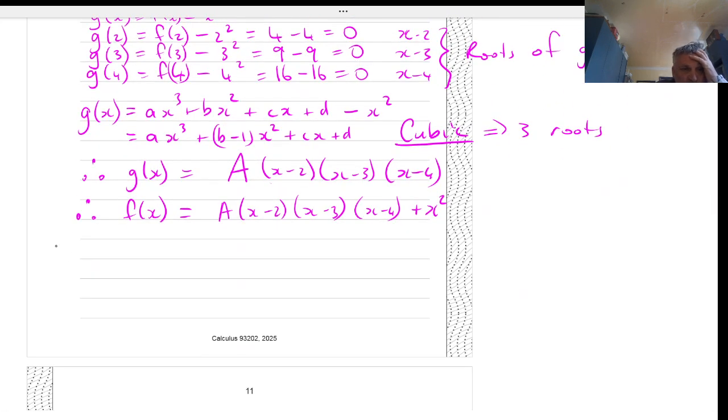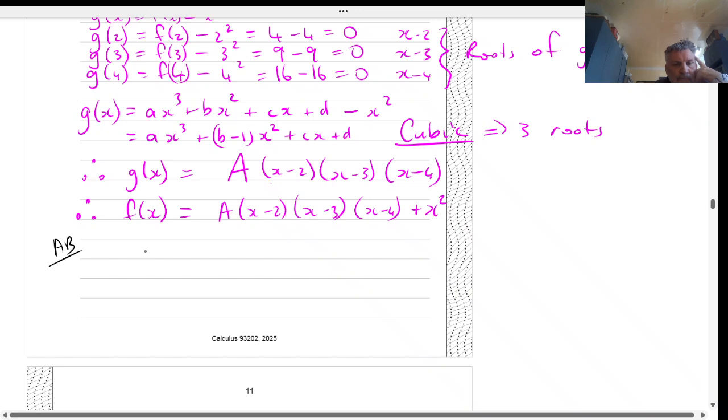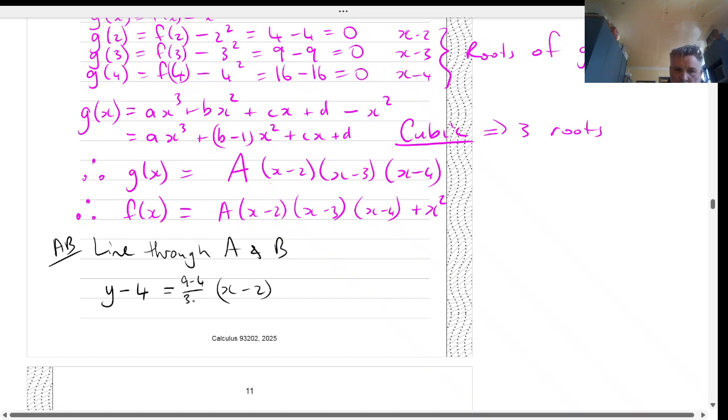So let's look at AB. The line through A and B, we can write that as y minus 4, since it goes through the point 2, 4, is equal to x minus 2 times its gradient. And the gradient is 9 minus 4 over 3 minus 2. So 9 minus 4 is 5 over 1, so it's 5 times x minus 2. I'm going to leave it in this form for now.